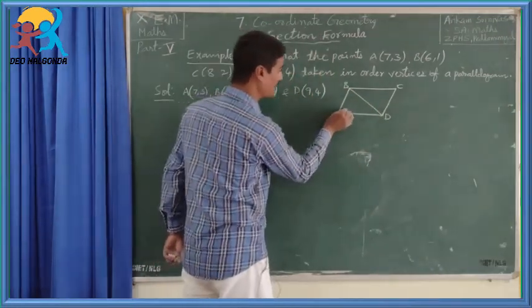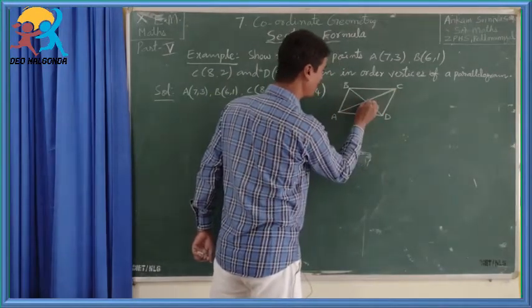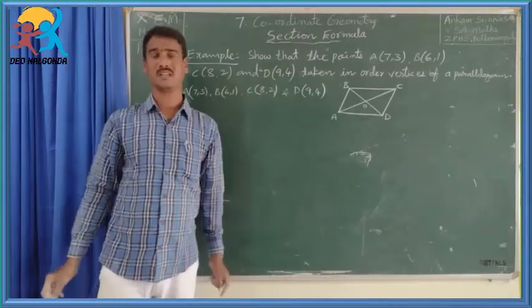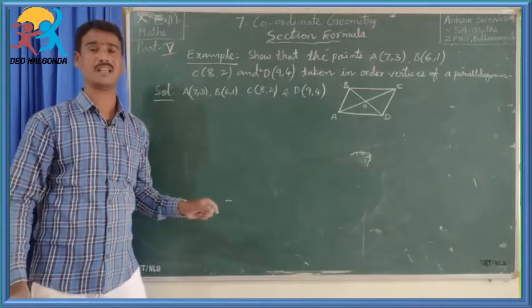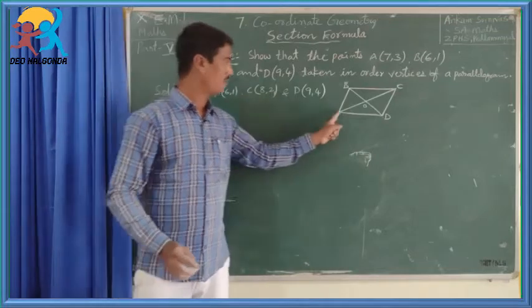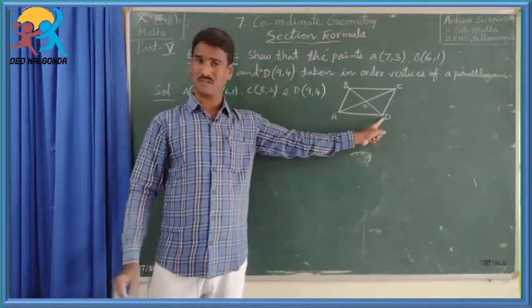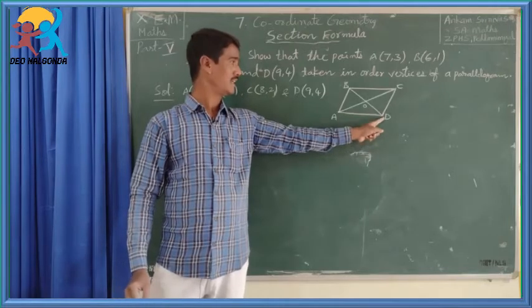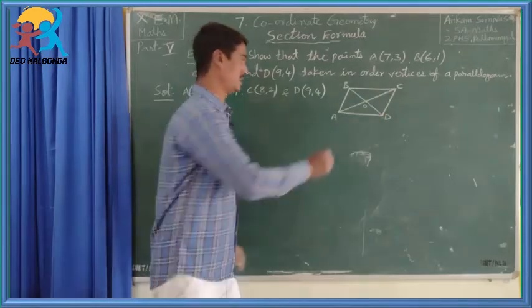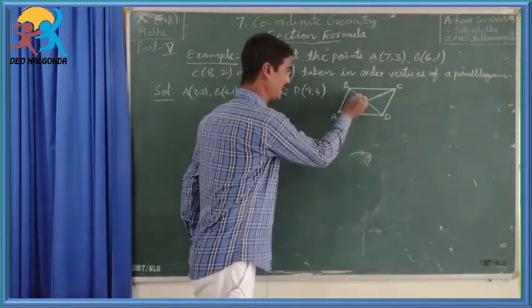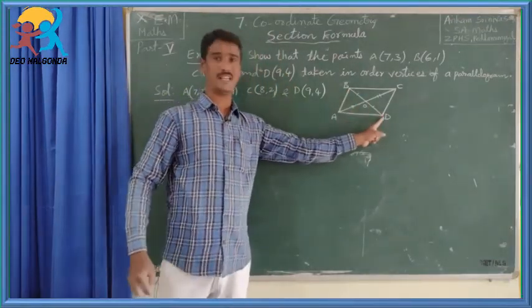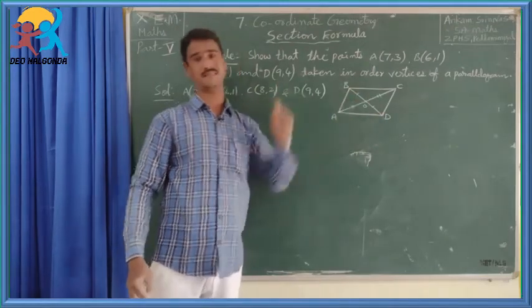Now the diagonals. Diagonals are intersecting at O. What is the special property of diagonals of a parallelogram? Diagonals of a parallelogram bisect each other. Bisect each other means diagonal AC divides BD into two equal parts, and similarly diagonal BD divides diagonal AC into two equal parts. The length of these two are equal and the length of these two are equal. That means the midpoint of BD is equal to the midpoint of AC.